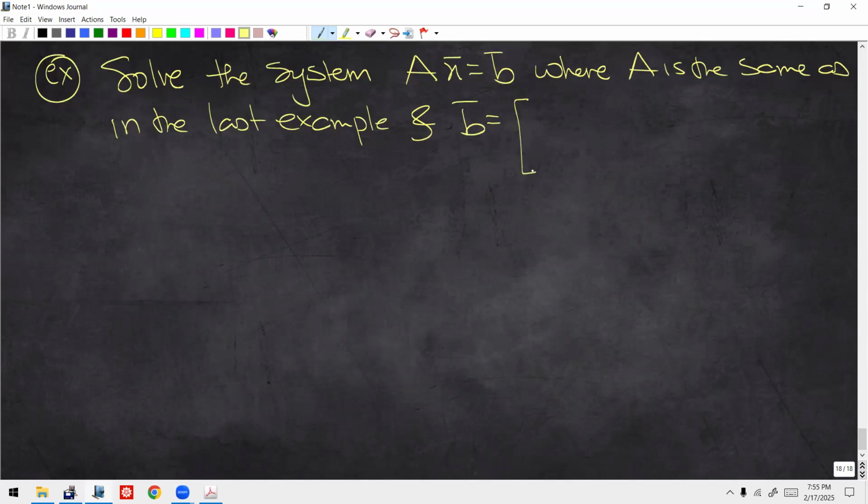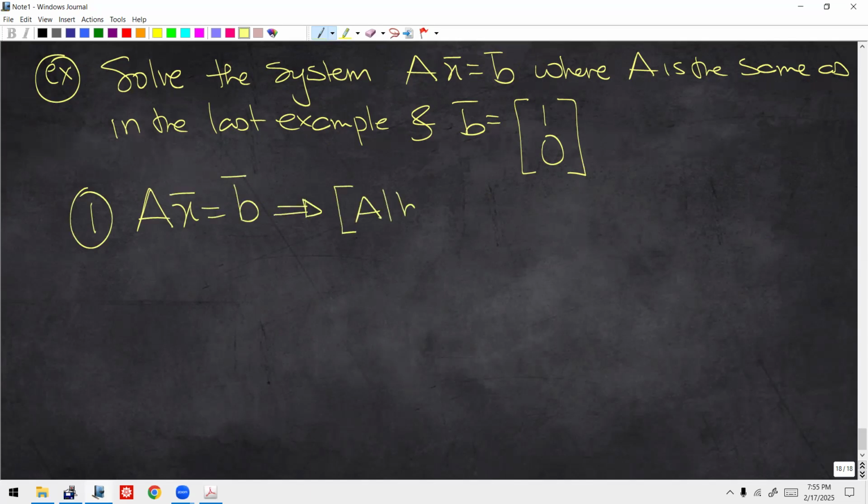You can say B is, let's pick something easy, (1, 0). Okay, so we want to solve this system. We know how to do this. One way to do this is we can take AX equals B, write it as an augmented matrix, A slash B, and we REF it, correct? And that'll give us the answer.